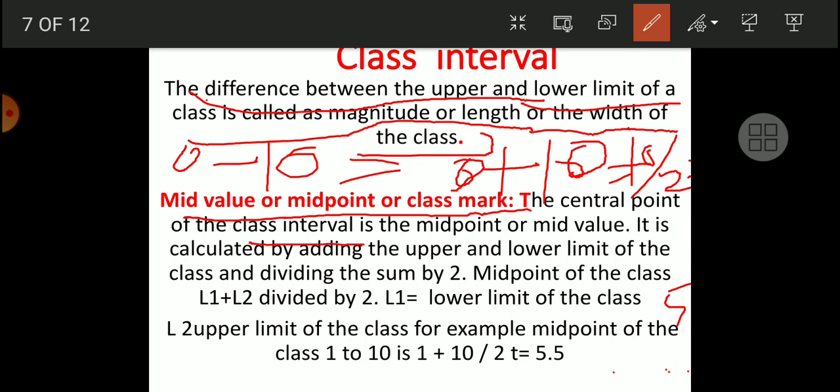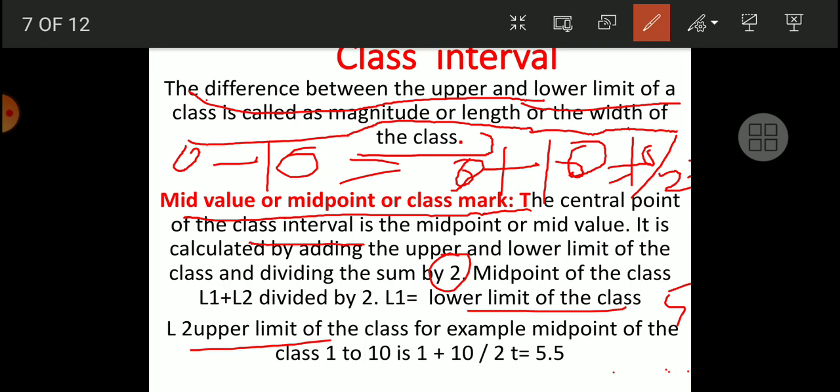आपला class interval किती काढला आपण इथं 0 to 10 is the midpoint of the mid value or mid value. It is calculated by adding the upper limit, upper limit किती होतं 10, lower limit किती होतं 0. दोन्हीची बेरीज केली, sum we have taken, and that is divided by 2. Midpoint of the class is L1 plus L2 divided by 2, where L1 is the lower limit of the class, that is 0, and L2 is the higher limit, that is 10. 0 plus 10 is equal to 10 divided by 2, that is equal to 5.